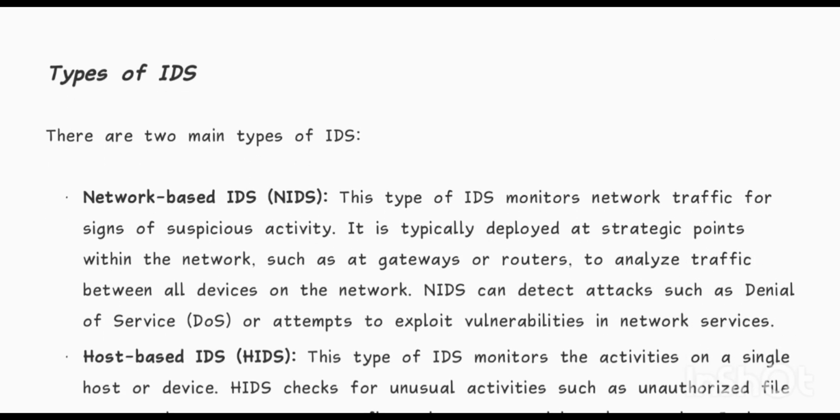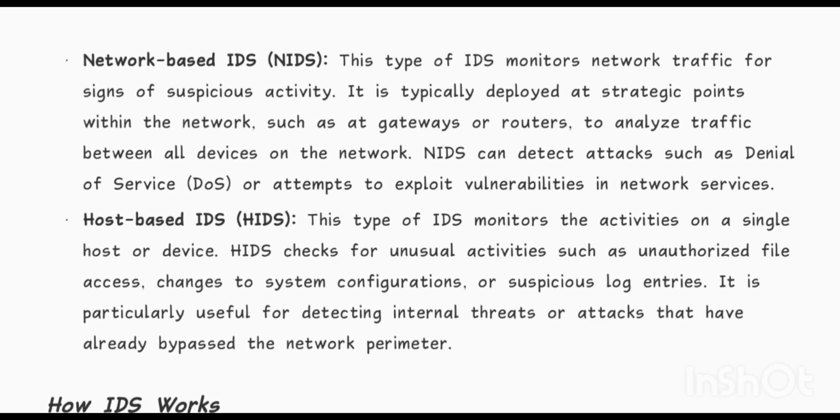Types of IDS. There are two main types of IDS: network-based IDS, NIDS. This type of IDS monitors network traffic for signs of suspicious activity. It is typically deployed at strategic points within the network, such as at gateways or routers, to analyze traffic between all devices on the network. NIDS can detect attacks such as denial of service, DOS, or attempts to exploit vulnerabilities in network services.